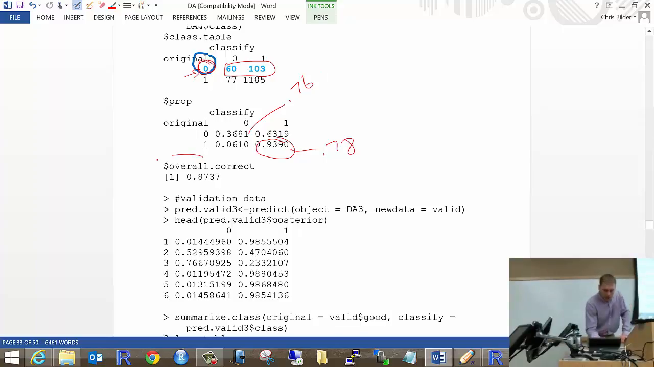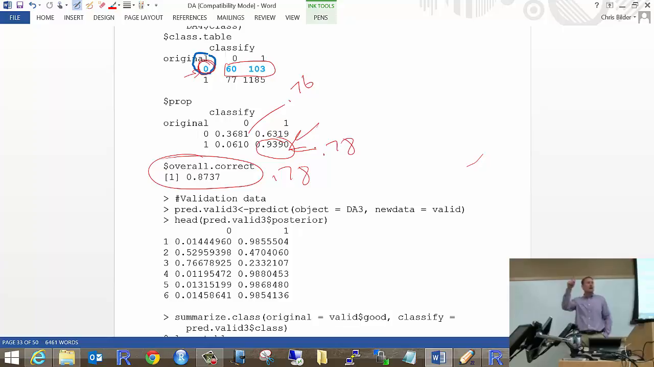My overall correct classification rate is 0.87. Before, we had 0.78 in the past. So you can see overall I'm doing better. Even though I'm misclassifying the failures more often, since I have so many successes in my data set, this extra increase in ability to find the successes is driving up my overall classification correctness rate.